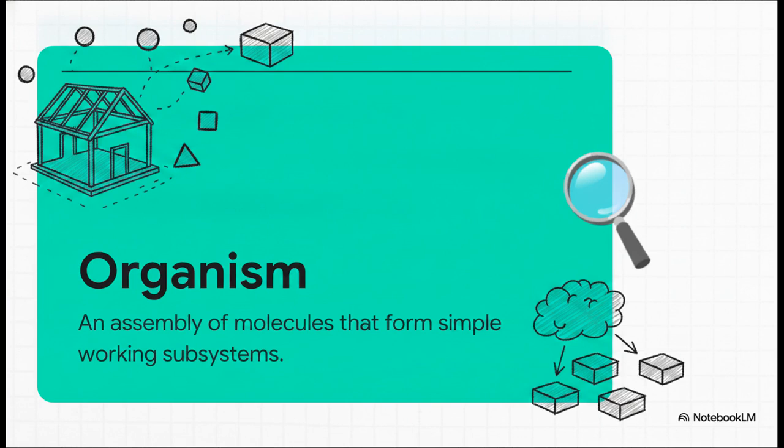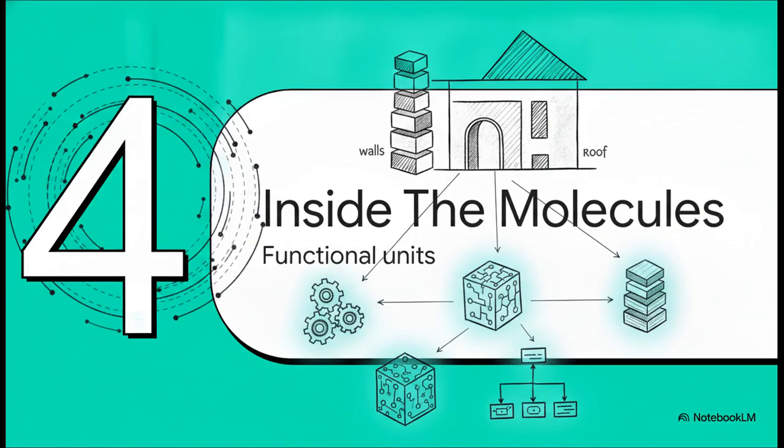An organism, or what we might call an information block, is the fully assembled subsystem. It's the completed house. It's structurally sound, and it conveys a common shared cognitive understanding. But to build this sturdy house, we really have to understand the smaller structural pieces holding it together. So let's dive into section 4, inside the molecules, and look closely at these functional units.